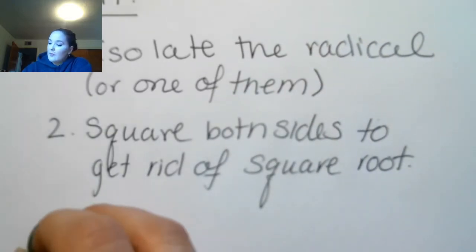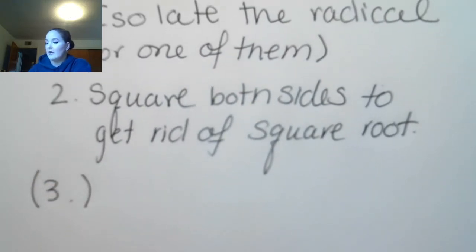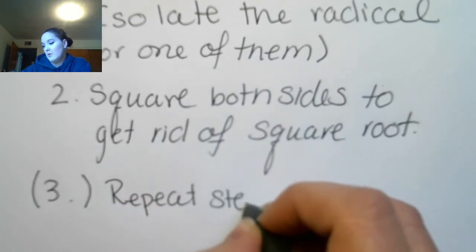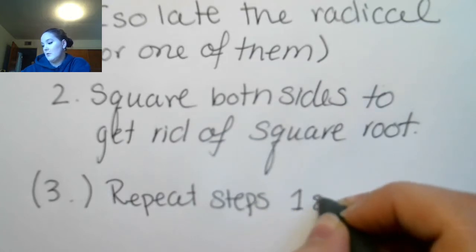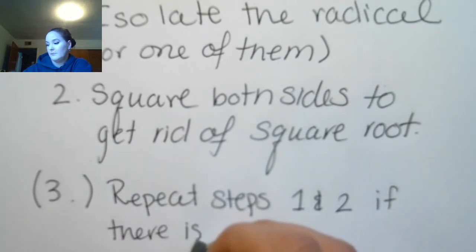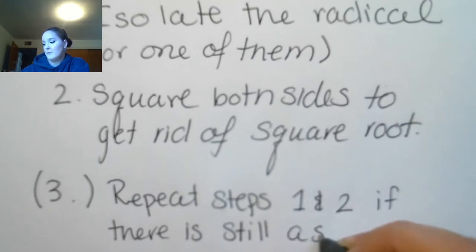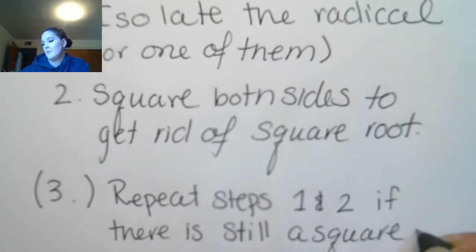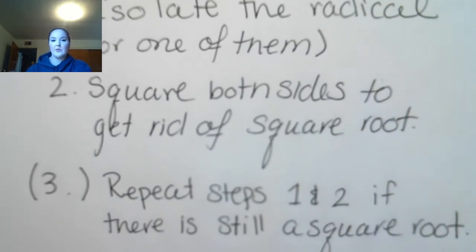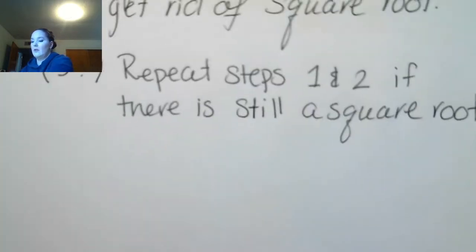Now step 3, you're only going to do this if necessary. We're going to repeat those steps if we still have a square root. So if after steps 1 and 2 you still have a square root, you repeat those steps: isolate that root and then square again.